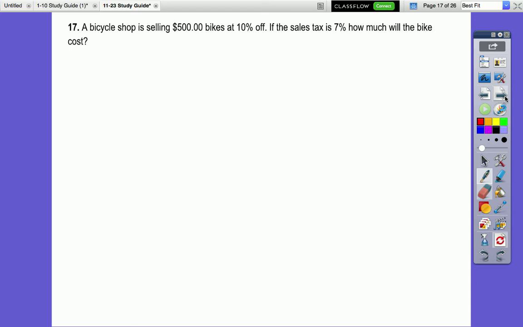So the first thing is to find out what is 10% off of this amount. It says that it's 10% off, so we know that is a discount, and it will decrease your original cost. So what you're going to do is take your original amount, and now this is a decrease. So you're going to subtract 10% of the cost of the bike.